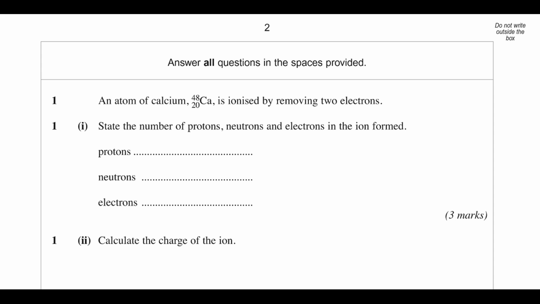So the little number at the bottom is the proton number. It tells you how many protons are in the nucleus. So that's fairly straightforward. So there are 20. Number of neutrons is going to be the nucleon number, which is the top line, minus the proton number, which gives you 28. In an atom, normally the protons and electrons balance each other out. That's why it's neutrally charged. But it says it's been ionized by removing 2 electrons, so there are going to be 18 electrons.